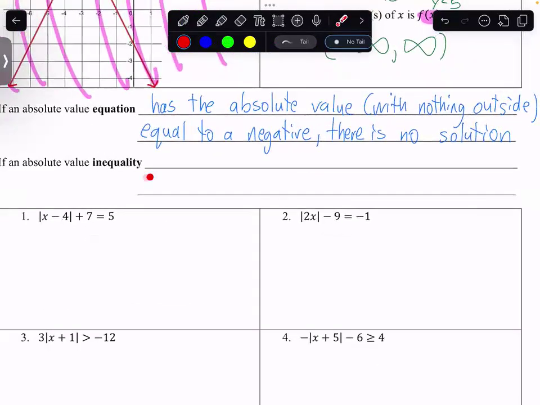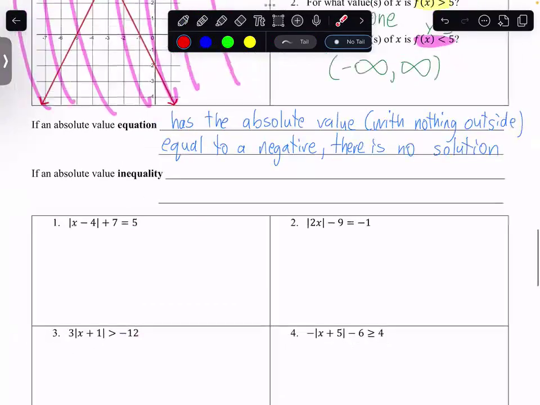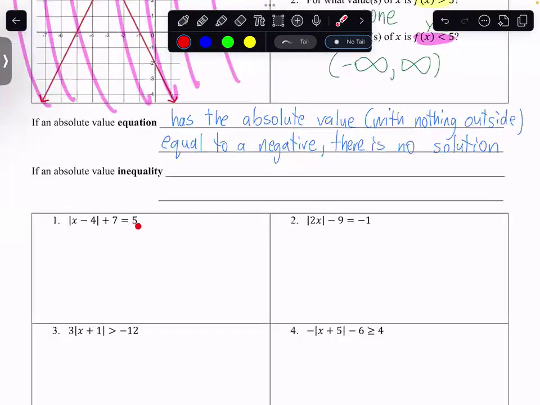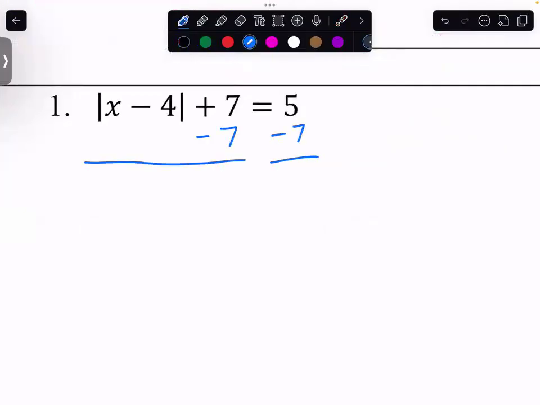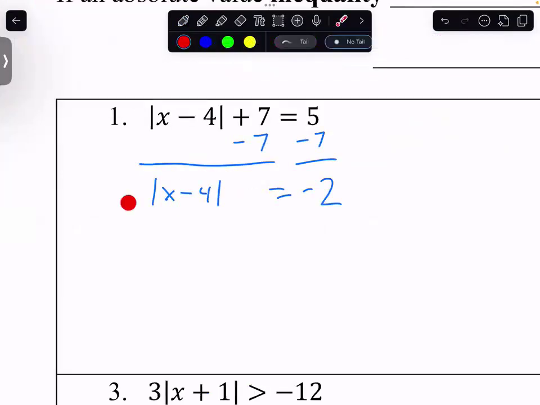Okay, so we'll come back to this next part, but let's jump down to the examples below. Right now it does not equal a negative, so it seems like everything is fine, but the 7 is on the outside. We need to get rid of that. So when we subtract 7 from both sides, now the absolute value equals a negative. Okay, again, this is impossible. No matter what is on the inside, if you have an absolute value equal to a negative, there is no solution.